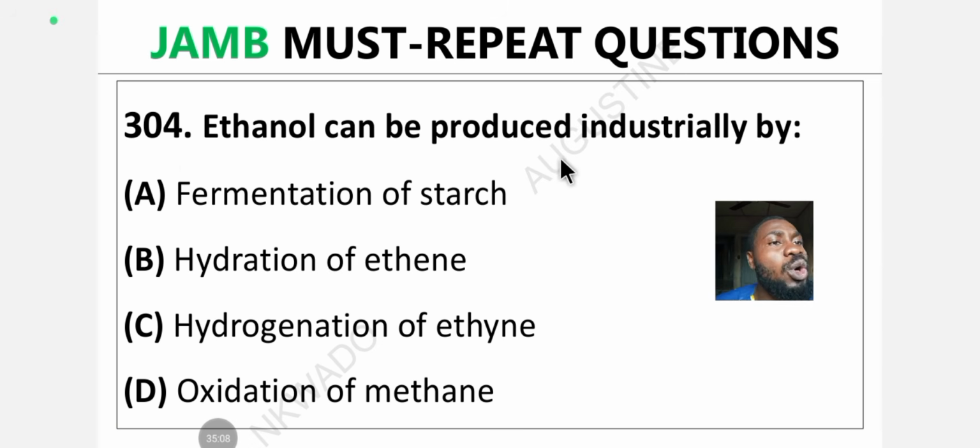Ethanol can be produced industrially by what? A. Fermentation of starch. B. Hydration of ethene. C. Hydrogenation of ethane. D. Oxidation of methane. What's the answer? Can I see you drop the answer in the comment section?